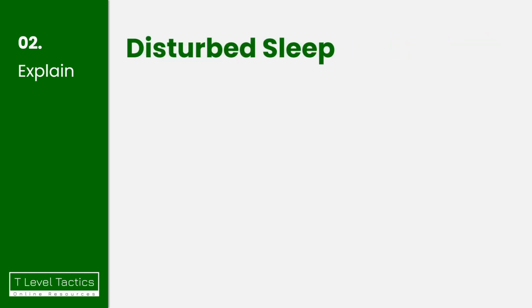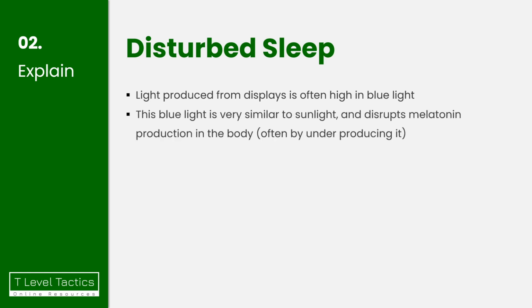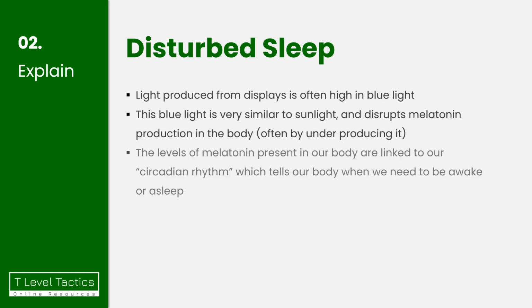One that we've mentioned in previous videos is disturbed sleep and disturbed sleep patterns. The light produced from displays is often high in blue light. And this blue light is very similar to sunlight and disrupts melatonin production in the body, often by underproducing melatonin. Now, the levels of melatonin present in our body are linked to our circadian rhythm, which tells our body when we need to be awake or asleep.